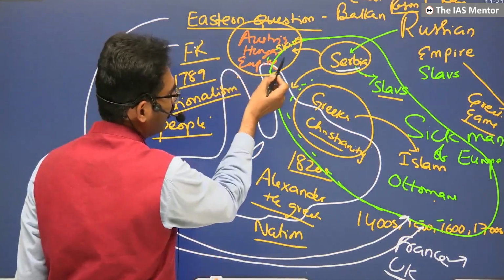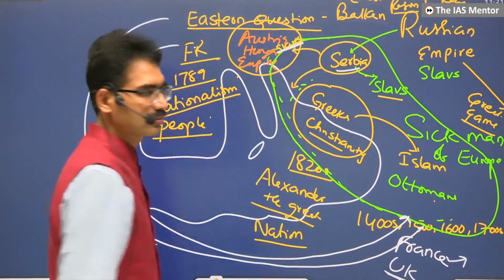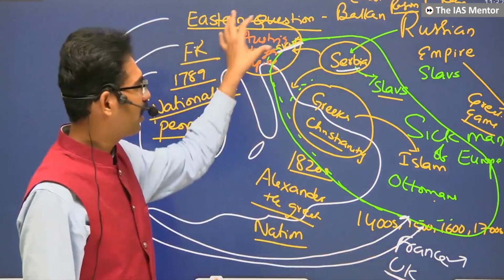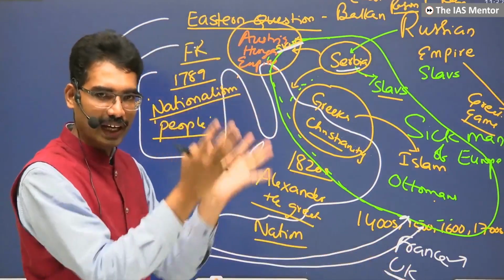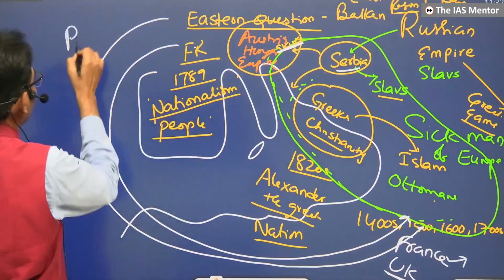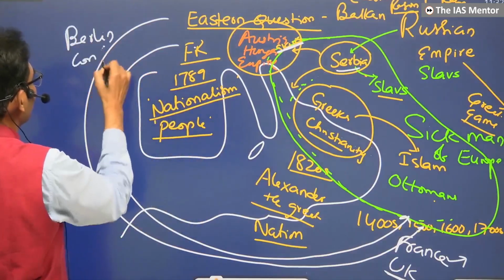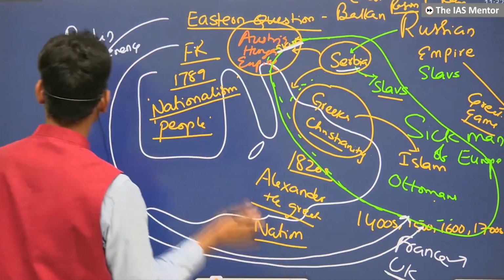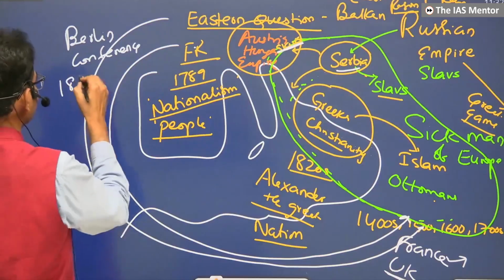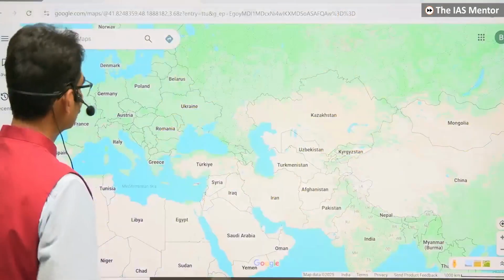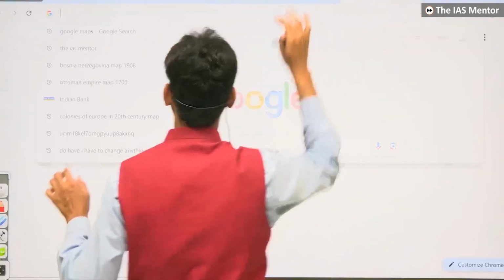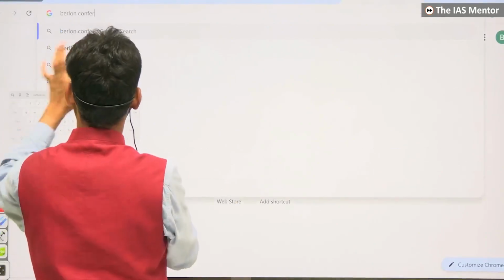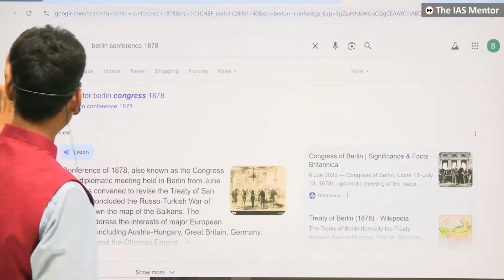Austria-Hungary is having some problem with Slavs. One day, France, United Kingdom, Germany, Austria, the Western powers, joined hands in the Berlin Conference, in 1878.